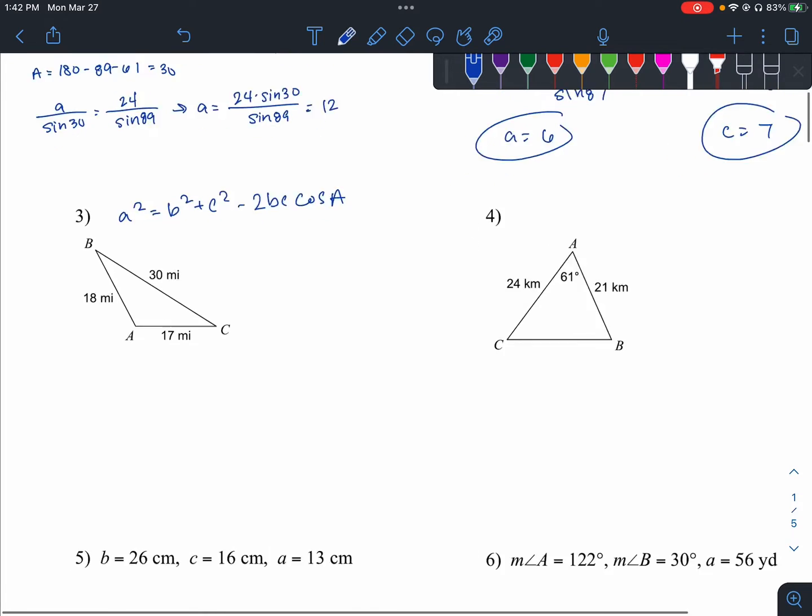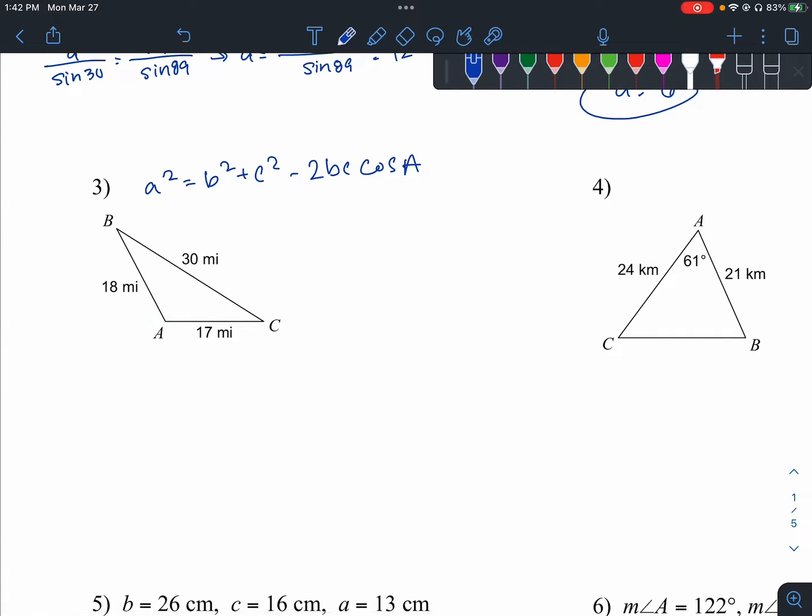In any case, let's go ahead and start with angle A. Let's solve for this one. In this case, I'm going to start with using side A. So 30 squared is equal to 18 squared plus 17 squared minus 2 times 18 times 17 and cosine of angle A.